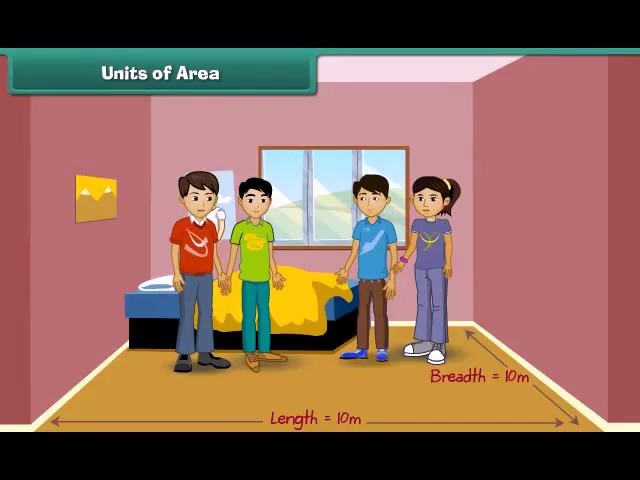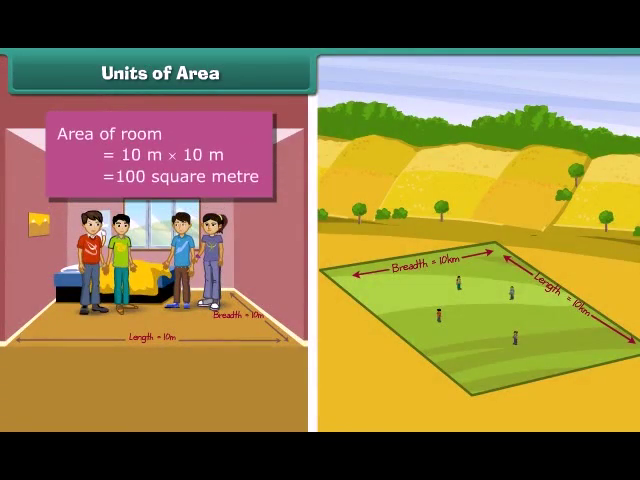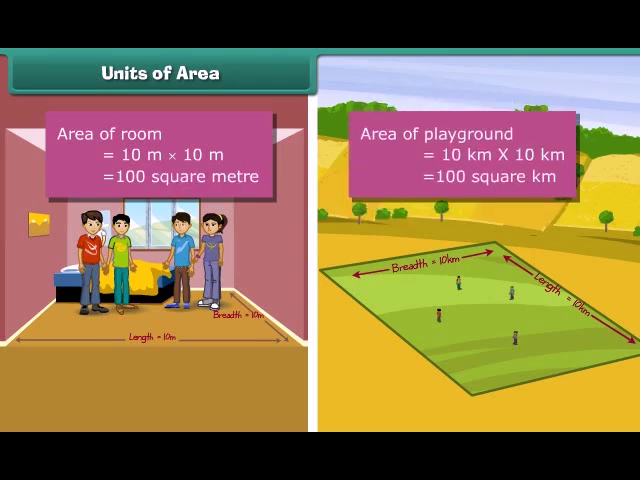How many children can stand in a square room of side 10 meters? And how many children can stand in this square playground of side 10 kilometers? It is clear that more number of children can be adjusted comfortably in the playground. The area of the room is equal to 100 square meters, while the area of the playground is equal to 100 square kilometers. Thus, square kilometer is bigger unit for measuring area of the figures than square meter.